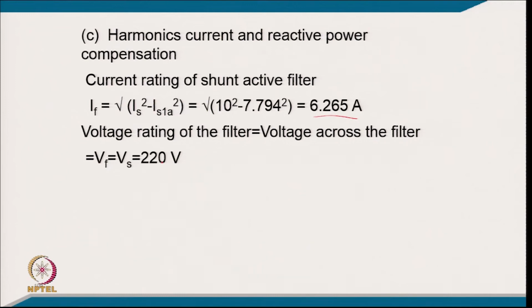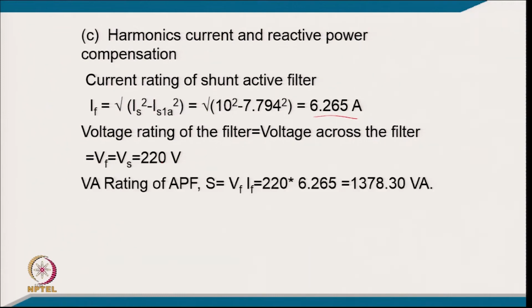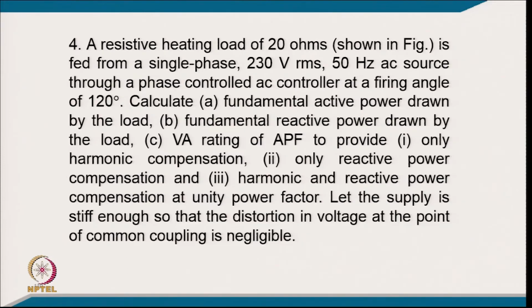The voltage rating, again connected in shunt, is the same as the supply voltage, 220 volt, and the VA rating will be typically the current multiplied by the voltage, that will be 78.30. This is higher than what it was for only harmonics. This is for harmonics and reactive power also.